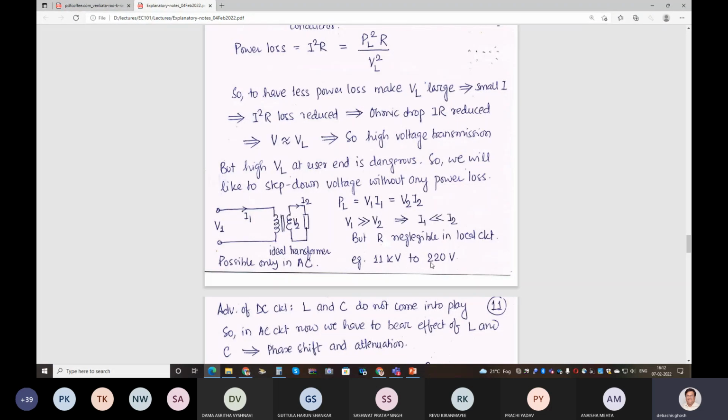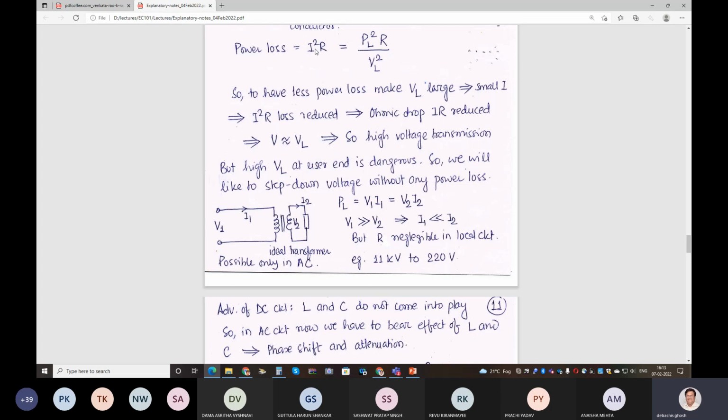Okay, so that is about the power transmission. So when we do power transmission, we don't go for DC. However, in DC there is one advantage. In DC, the advantage is that the L and C, the inductance and the capacitance in the transmission line, will have no effect. However, since we also have to reduce the power loss, we will not go for DC. We'll go for AC.